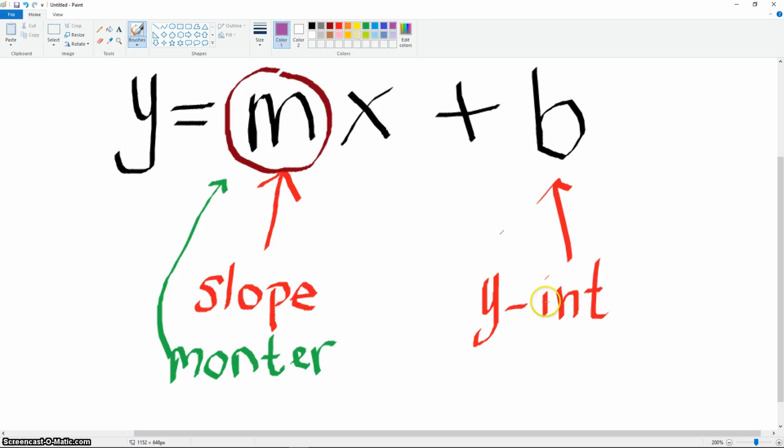Same thing with the y-intercept. A lot of you may ask, why is the y-intercept represented with the letter B? Remember, it's called the y-intercept because it crosses the y-axis. Well, that intersection in French is bisect, and so that's why the y-intercept is represented by the letter B. So just a little side note there for you.